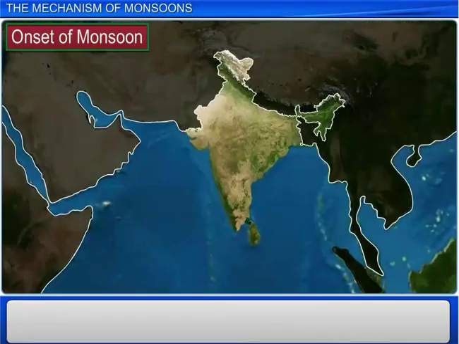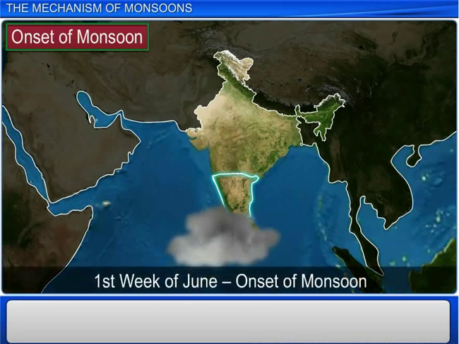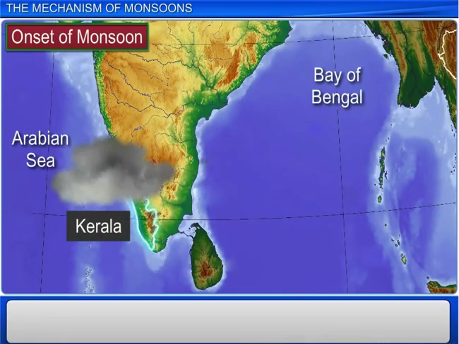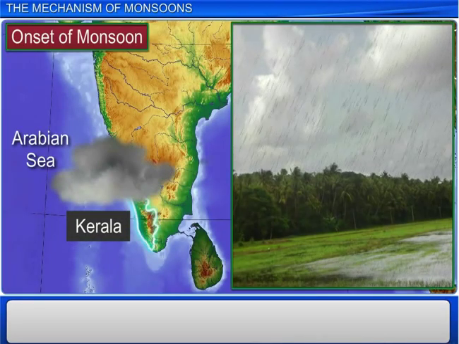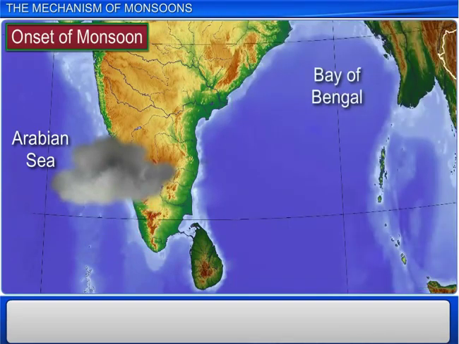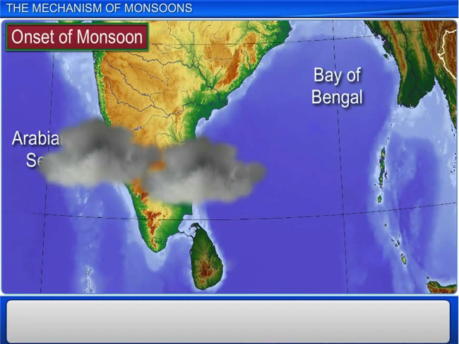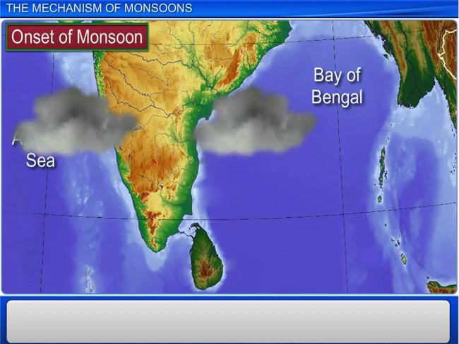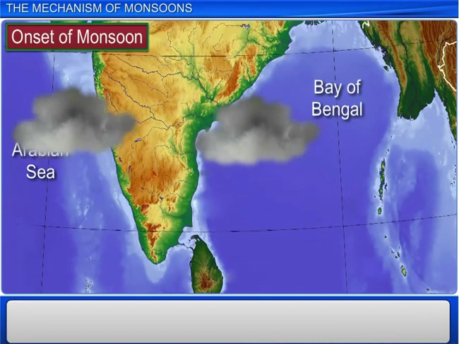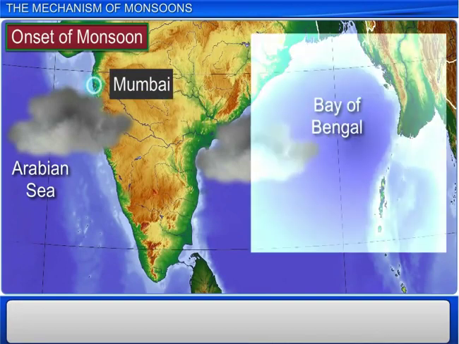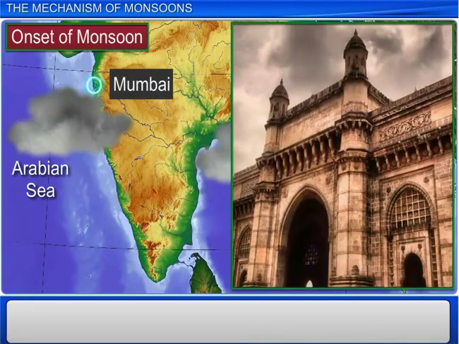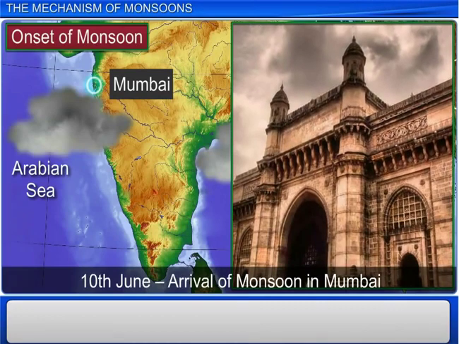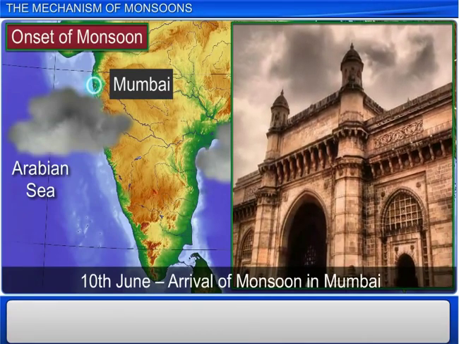The monsoon arrives at the southern tip of the Indian peninsula, generally by the first week of June. The state of Kerala is the first to receive rainfall. Subsequently, it divides into two: the Arabian Sea branch and the Bay of Bengal branch. The Arabian Sea branch reaches Mumbai about 10 days later, on approximately the 10th of June. This is a fairly rapid advance.